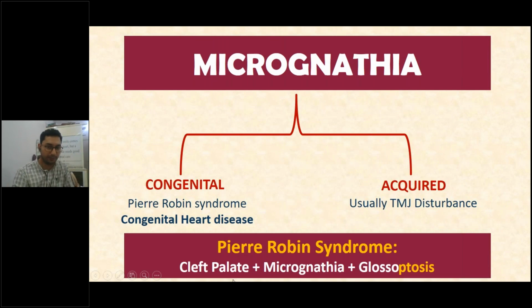Plus cleft palate, that you need to remember. So this is Pierre Robin syndrome. So this is the congenital type. Acquired type means which developed later on after birth, and that is usually because of TMJ disturbances, either TMJ ankylosis or some trauma. But it is acquired, and that is mostly because of TMJ disturbances, the micrognathia. Right. So this is micrognathia.